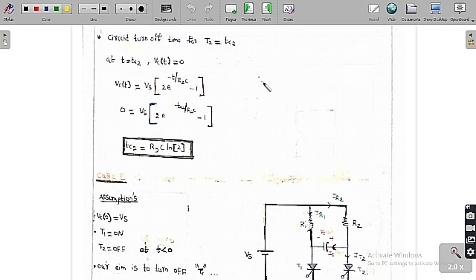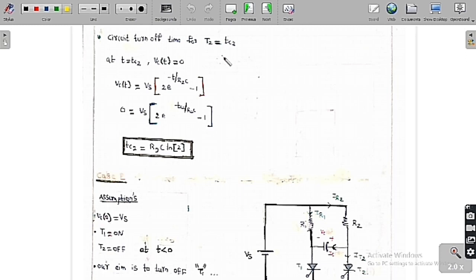So basically here Vc of t is initially positive, and from positive it goes on decreasing in the negative direction because the final value is minus Vs. The initial value is plus Vs and the final value is minus Vs. So it is going from plus to minus. Whenever Vc of t is negative, only then can it provide a negative bias or reverse bias to the thyristor T2.